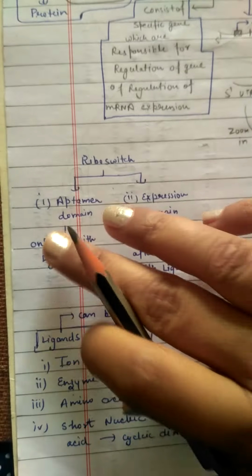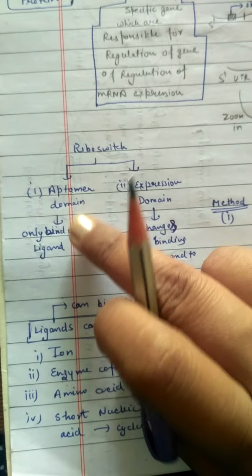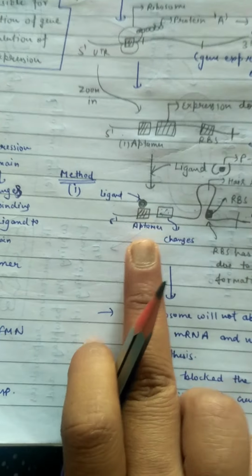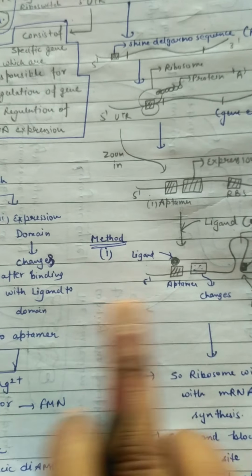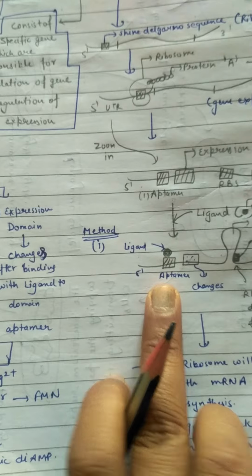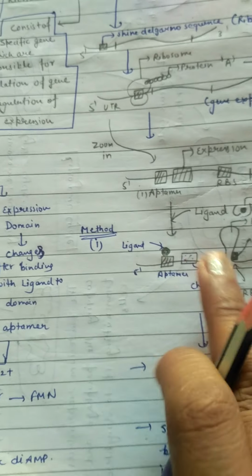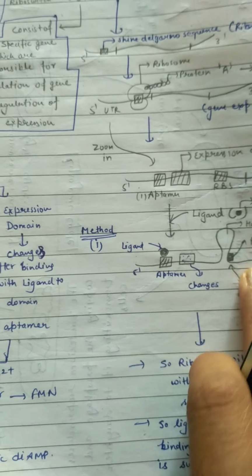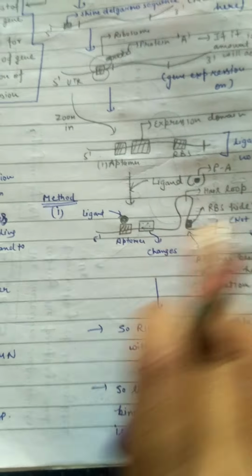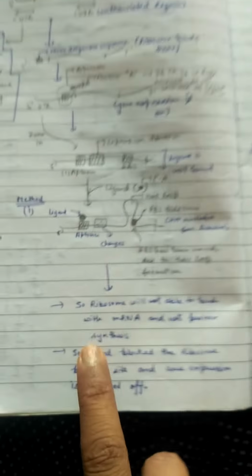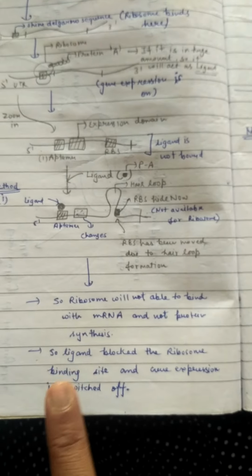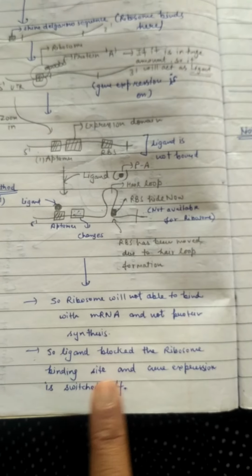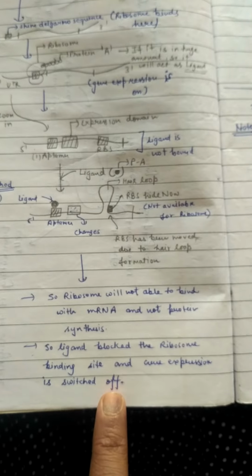So here you can see the aptamer domain and the expression domain. The aptamer domain is the only one that binds with the ligand. Here you can see that the ligand is attached only to the aptamer, and the expression domain changes after the ligand binds. As the ligand binds to the aptamer, the expression domain changes, and the mRNA structure gets converted into another form. So here the ribosome will not be able to bind with the mRNA and there is no protein synthesis, so the ligand blocks the ribosome binding site and gene expression is switched off.